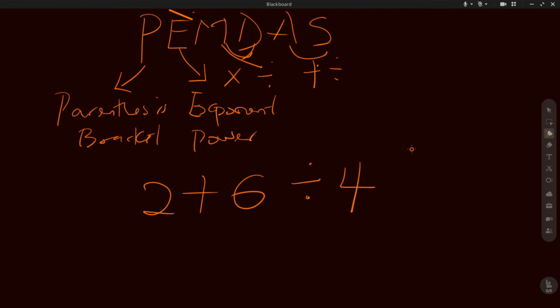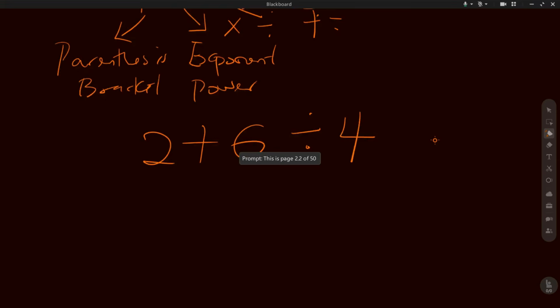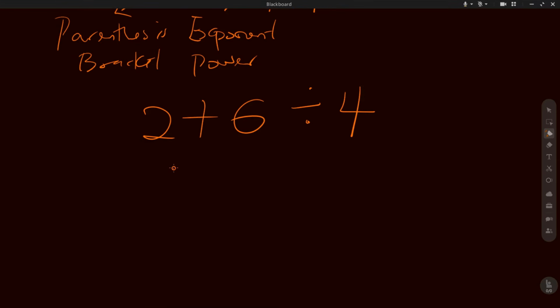We have addition and division, and we have to divide. Since division appears before addition, we have to divide before we add. Don't make the mistake of adding before dividing. So this becomes 2 plus, now 6 divided by 4.